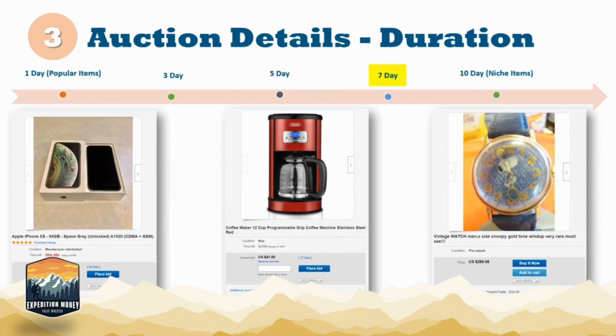But if I were to put this up on a 1 day auction, I wouldn't be surprised if maybe no one bids on it. But if I put it on a 10 day auction, I feel like that's going to give you a better chance, especially on these rare or niche items, that you're going to find the audience that you're looking for. So that's how you want to use the duration. Popular products, you can make them shorter. Niche products, rare products, quirky products, you want to use the longer auction durations.